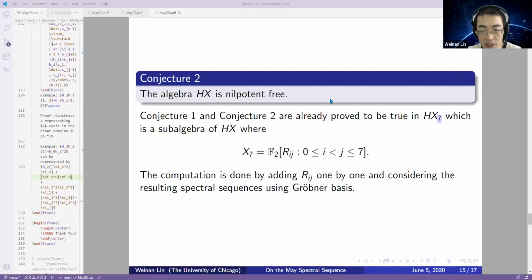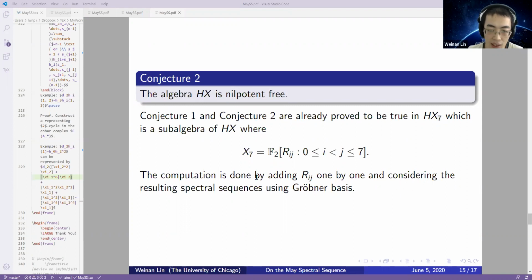But if you go way back to the E2 page of the May spectral sequence, here it's nilpotent free. There are no nilpotent elements at all. So in some sense, the May spectral sequence is killing a certain kind of regularity, that eventually elements become more and more nilpotent.